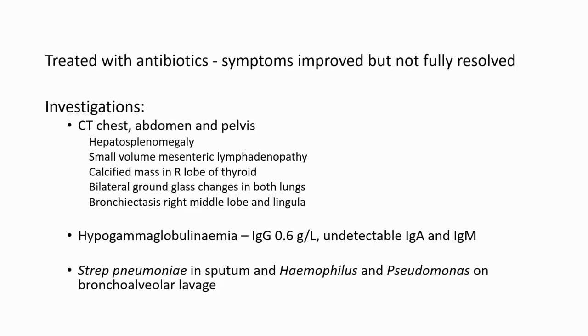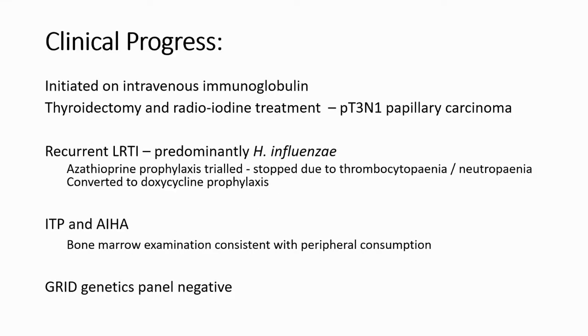During this workup, he was found to have low IgG, undetectable IgA and IgM, and was colonised with Haemophilus and Pseudomonas in his chest. So a diagnosis was made in his local centre of common variable immunodeficiency, and he was started on intravenous immunoglobulin. Incidentally, he had this thyroid mass, which turned out to be a papillary carcinoma of the thyroid, which was treated.